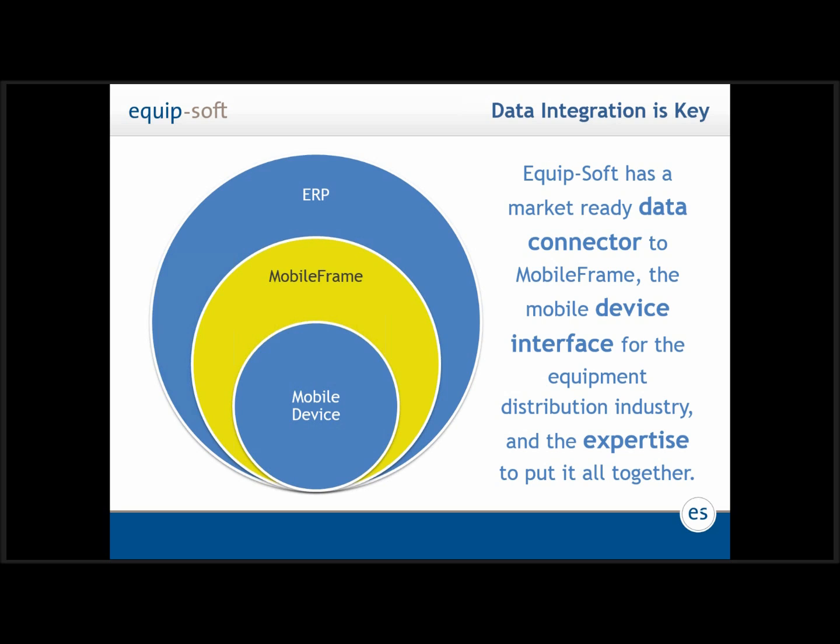The other challenge is the interface. So the interface for the technician on their mobile device has to be tuned to the market. The equipment sales market, material handling, construction, has very specific needs for what the technician sees out in the field. That's not the same as any other industry. And EquipSoft has a standard interface showing most of what an equipment dealer would want to do in the field. It comes right out of the box. When you buy mobile frame through EquipSoft, you get the connector and the interface to get yourself up and running. And that's sort of the base of what we're talking about here.